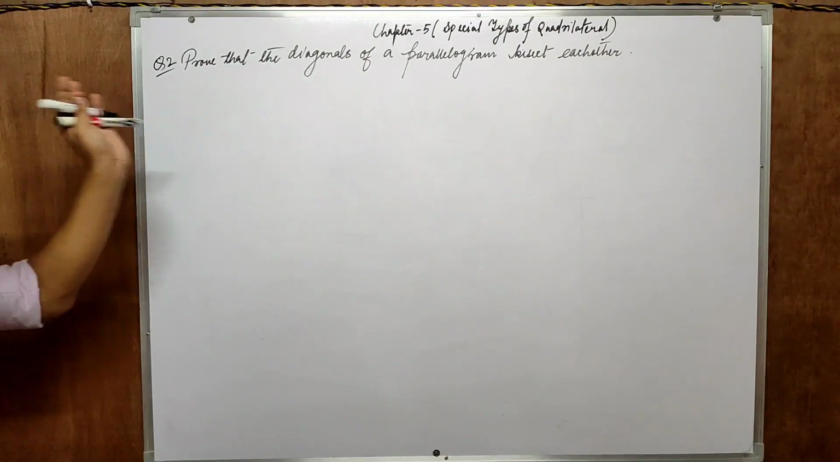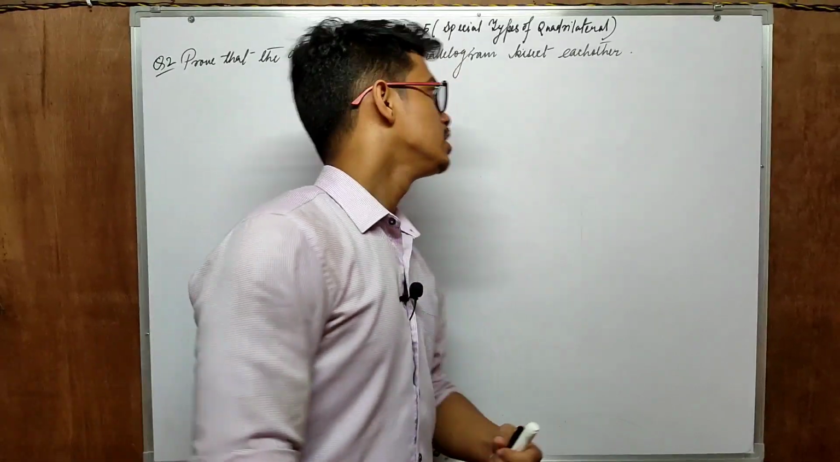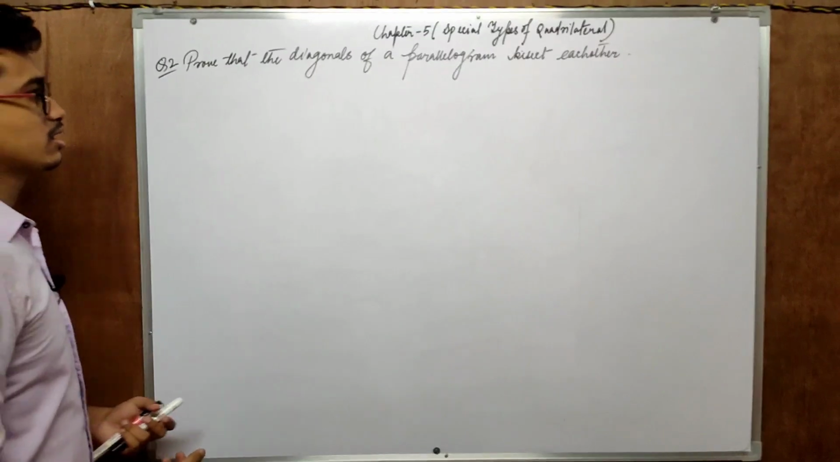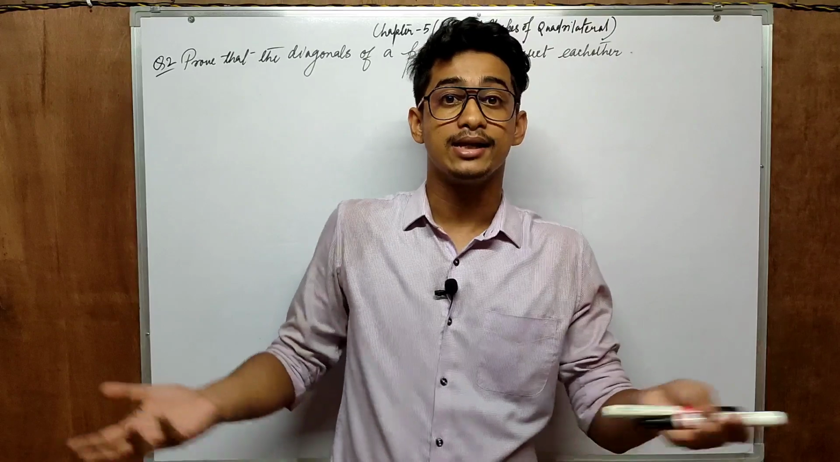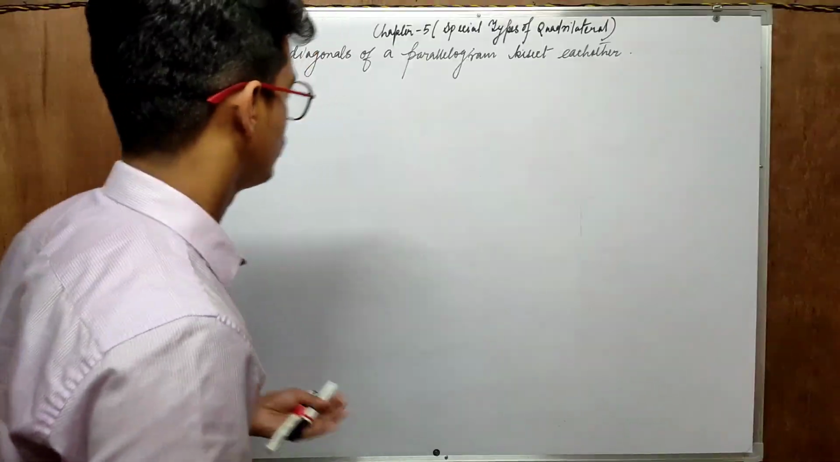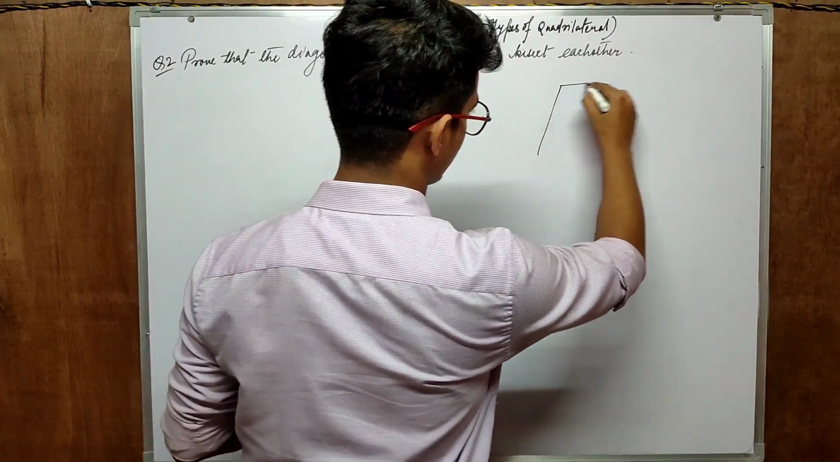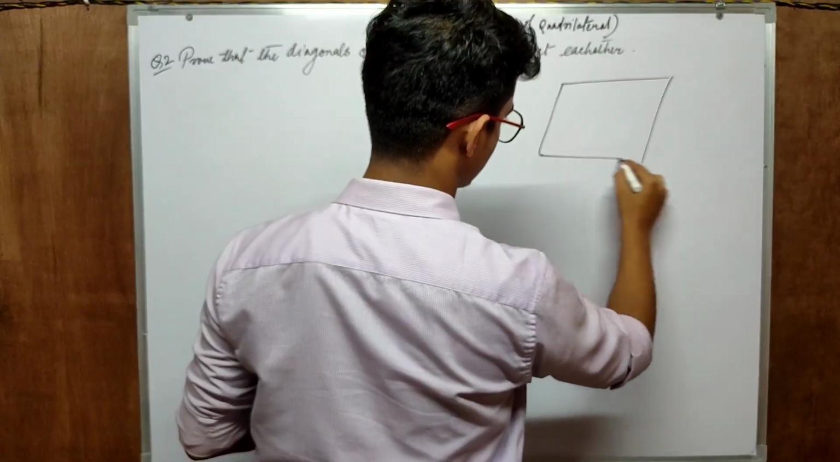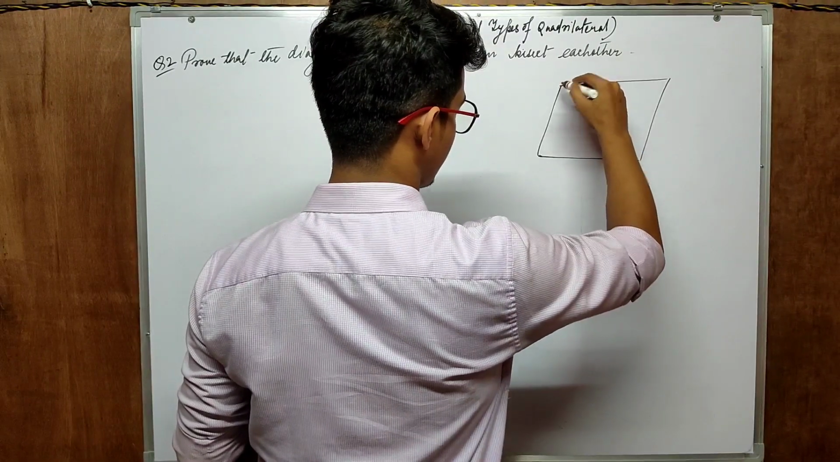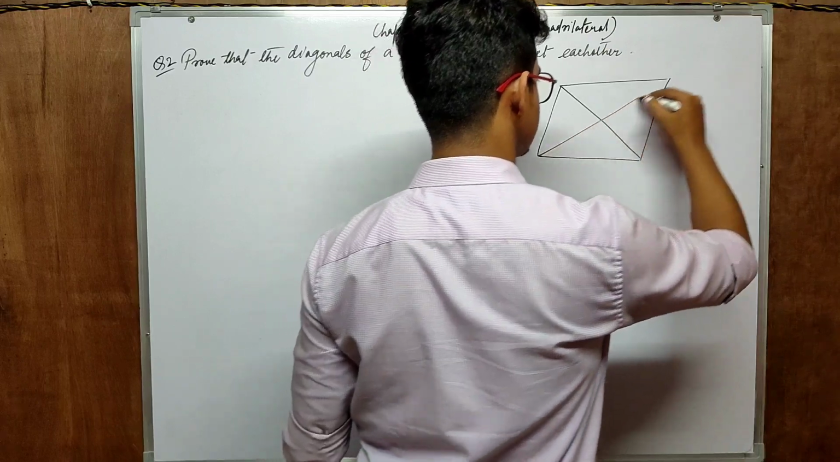All right, so coming to the next question: prove that the diagonals of a parallelogram bisect each other. In the properties of parallelogram, I have already discussed that the diagonals bisect each other, but we have to prove that statement. How? Let me draw one figure, the shape of a parallelogram. This is the first diagonal, this is the second diagonal.